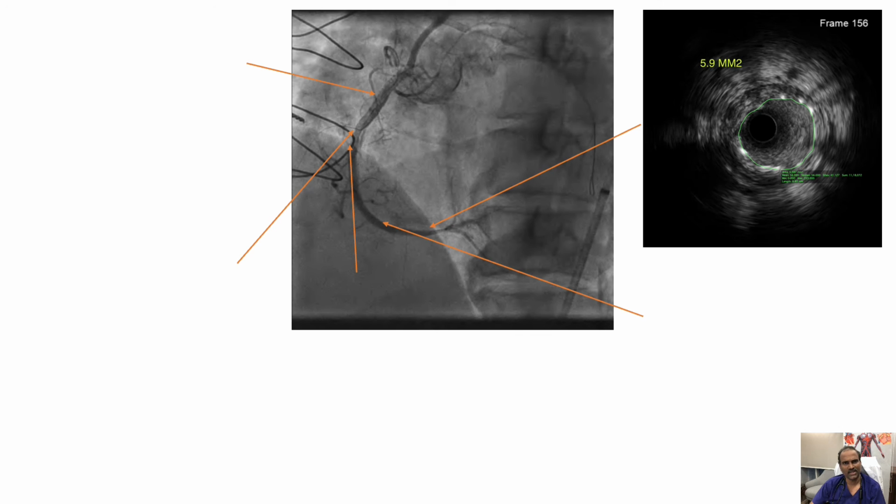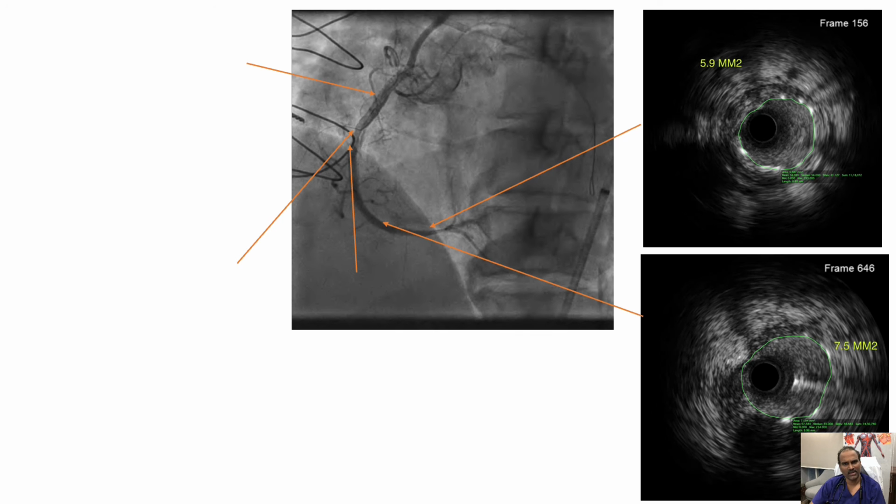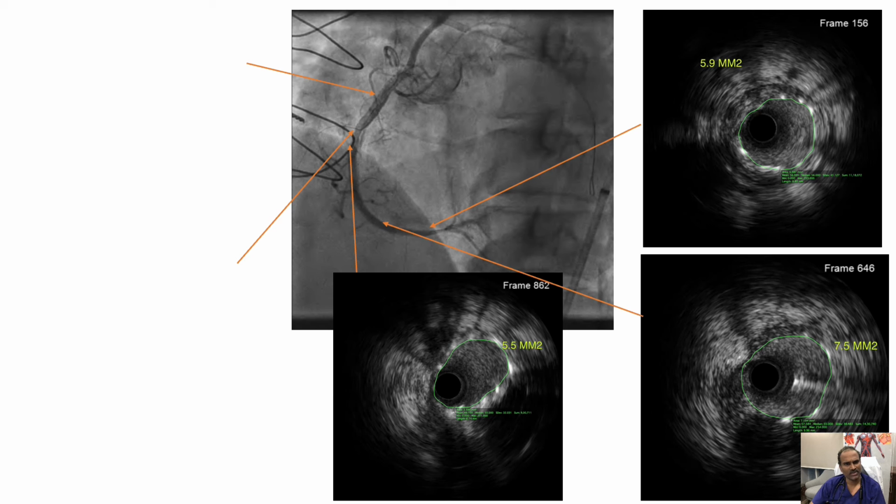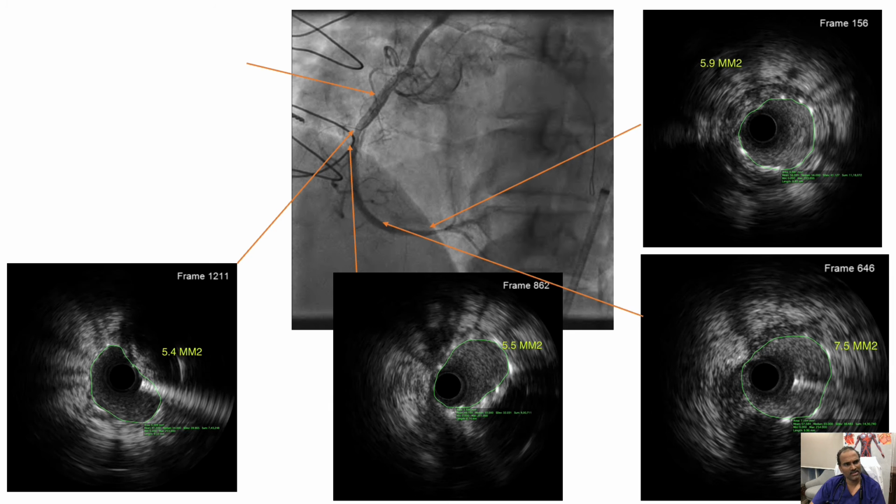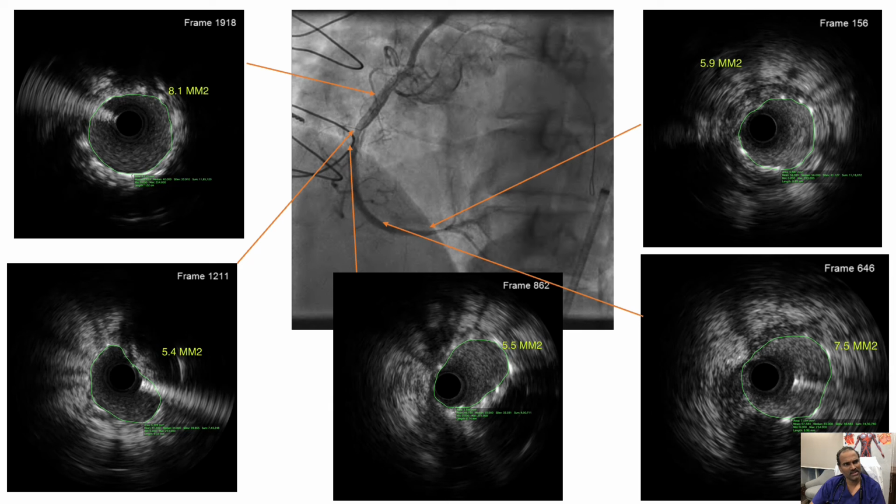You can see distally we have got 5.9 mm square, and then 7.5 mm square. At this juncture we had 5.5 mm square, and this is 5.4 mm square, and here it's 8.1 mm square, and this area is actually subintimal. So you can see it's a very eccentric dilatation, and we can also see a lot of calcium sitting here, and on the other side there is nothing. So if we try to optimize too much here, we may end up perforating the vessel. So suboptimal is still optimal in this kind of scenario.